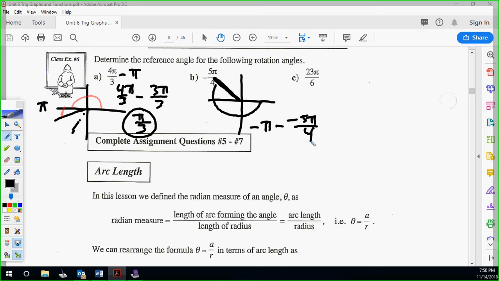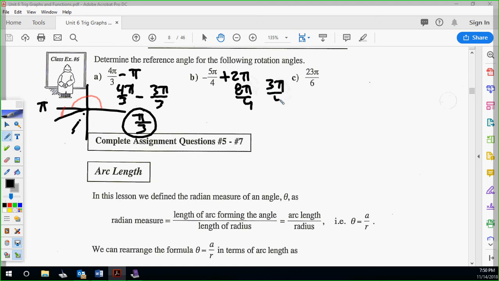To be honest, I don't really like dealing with the negative. Let's get away from the negatives. Let me spin this a little differently. What I would do right now is add this to 2 pi to figure out the positive piece. If I add that to 2 pi, which is 8 pi over 4, that gets me 3 pi over 4. So 3 pi over 4 is positive, and it's right here. It's the same spot. I found the positive coterminal angle.